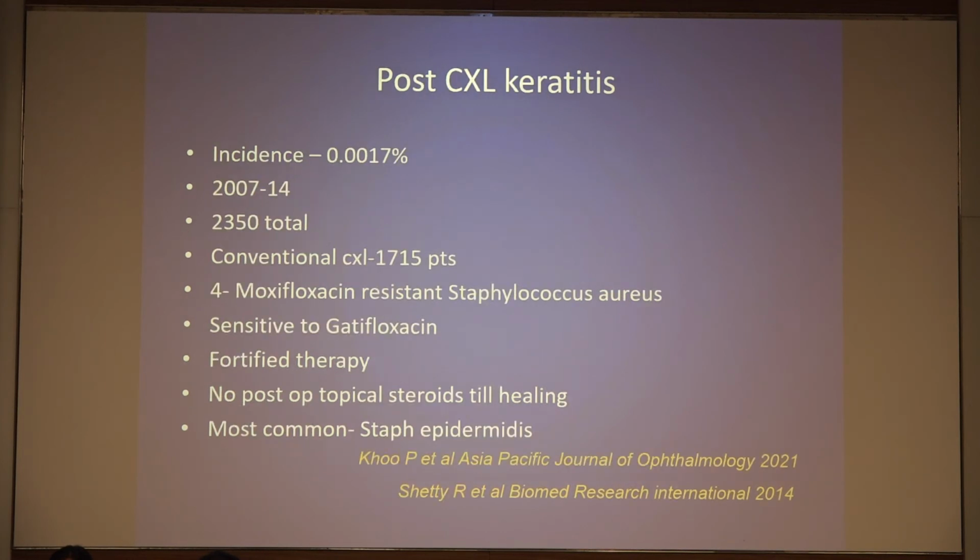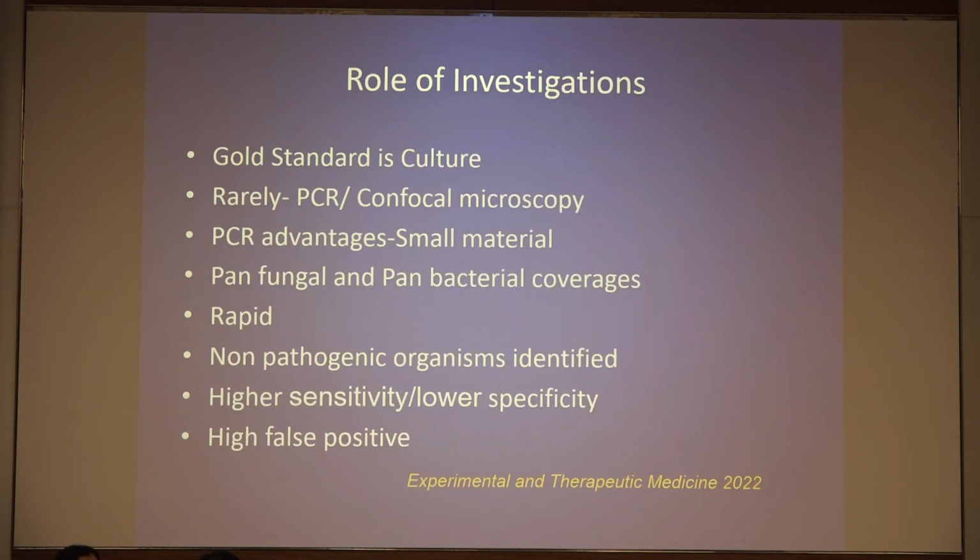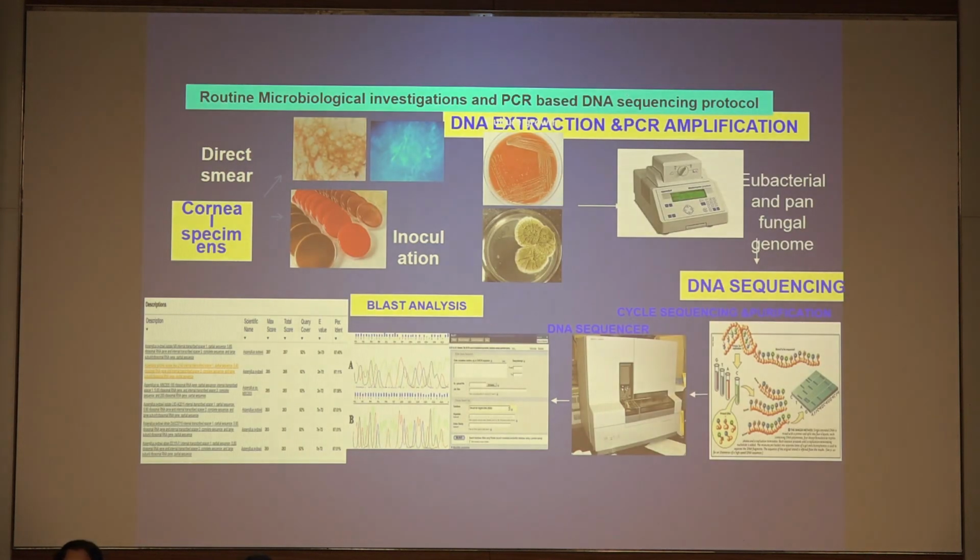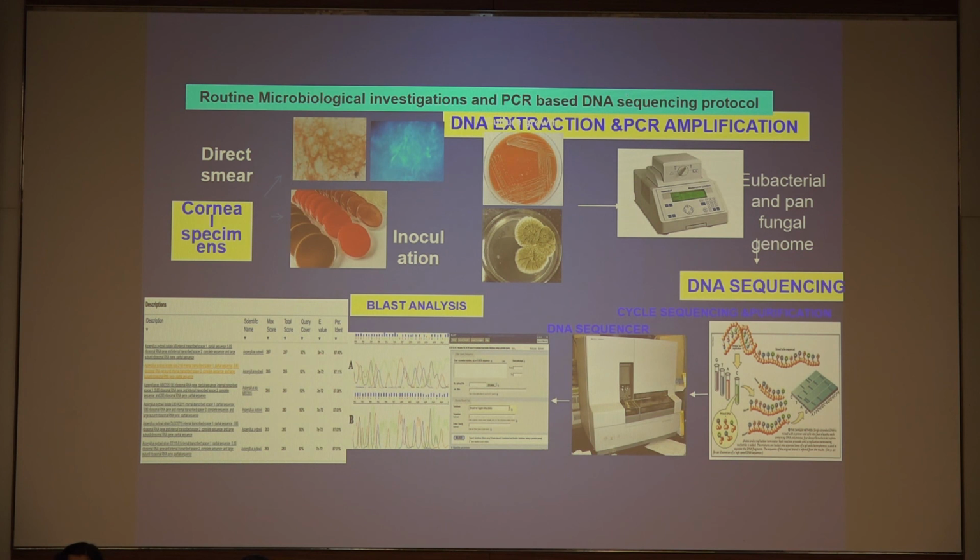After the cross-linking, the most common cause is Staphylococcus epidermidis, which I've already told you. So coming to investigations, the gold standard is culture. And once the organism is not identifiable, we have to subject the sample to PCR and confocal microscopy. The advantage of PCR is that you need very small material, it is very fast, and it has very high sensitivity, but it can give you a lot of false positives. That is, it cannot distinguish dead from viable organisms. So this is how it is done. You subject it to a sequencer and BLAST analysis.